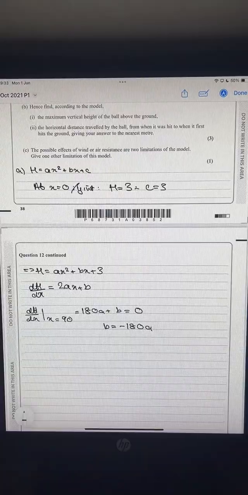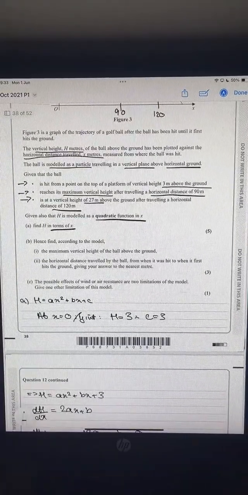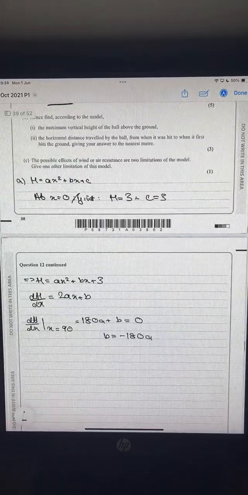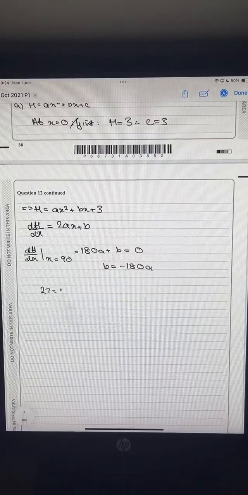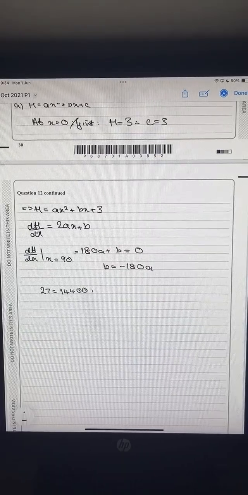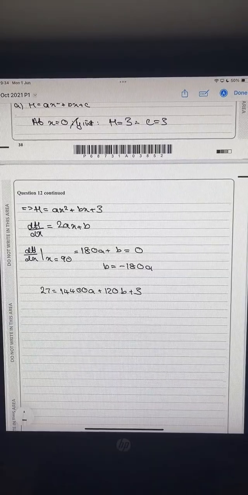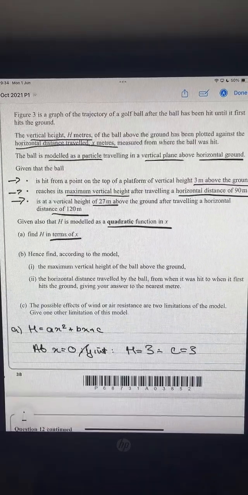Okay, nice. Now I'm going to use my third fact, that it is at a vertical height of 27. So h is equal to 27 at x is equal to 120. So that's my third fact. So 27 equals 14400a plus 120b plus 3, because I have substituted, because I have got my x squared being 120.